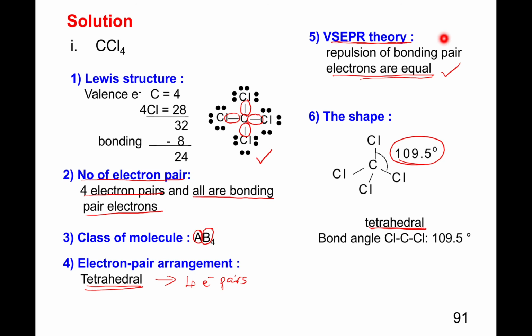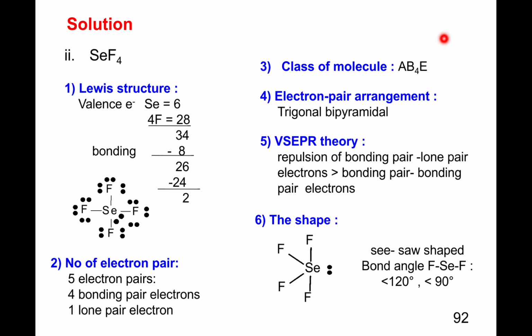Okay, let's look at the second example, SeF4. For SeF4, first count the total number of valence electrons. Then we have the correct Lewis structure here. So you need to count the correct number of electron pairs here. We have 1, 2, 3, 4, and 5 electron pairs around the central atom. So 5 electron pairs means the electron pair arrangement is trigonal bipyramidal.